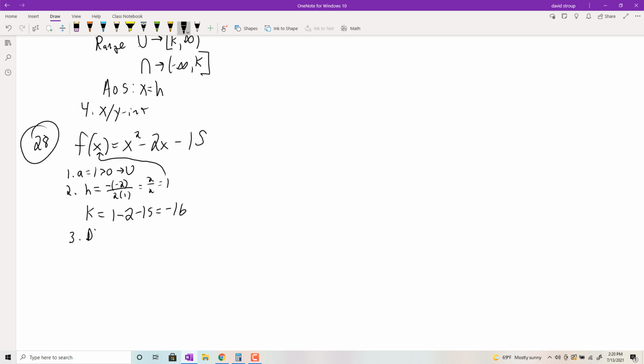Thirdly, the domain, of course, negative infinity to infinity. The range, because it's a happy face, it's going from negative 16 to infinity. And then the axis of symmetry, x equals 1.